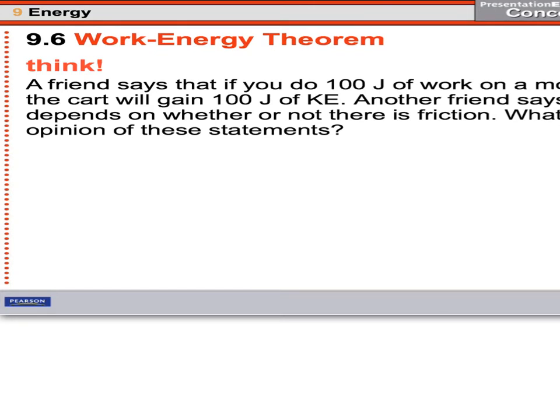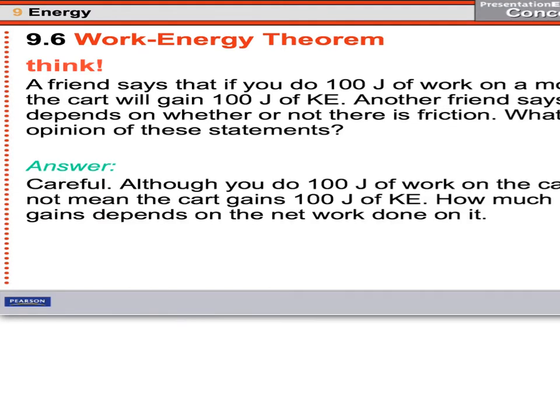A friend says if you do 100 joules of work on a moving cart, the cart will gain 100 joules of kinetic energy. Another friend says this depends on whether or not there is friction. What is your opinion on this statement? Careful, although you do 100 joules of work on the cart, this may not mean that the cart gains 100 joules of kinetic energy. How much kinetic energy the cart gains depends on the net work done on it. So there could be some frictional force, so you have to subtract that away.